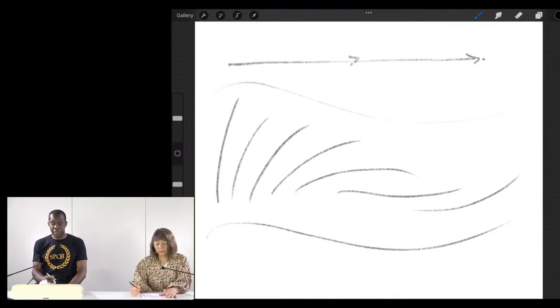Now typically in the West, we read things from left to right, and in the East, you go from right to left.